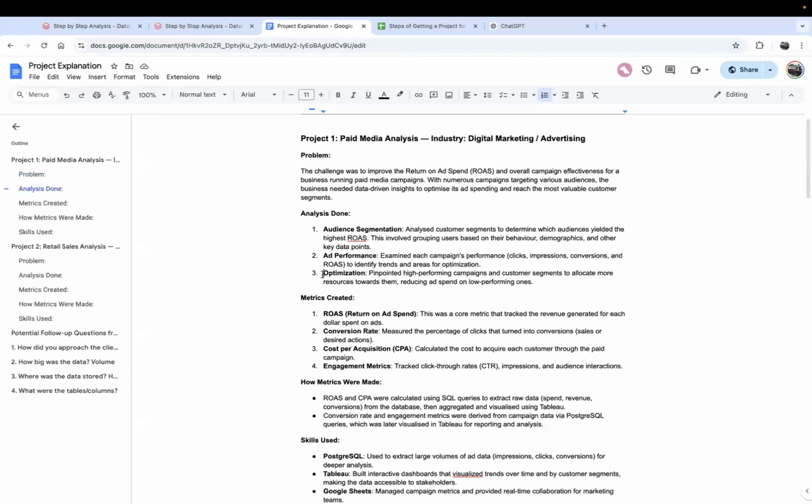Now the third point is optimization. They pinpointed high performing campaigns and customer segments to allocate more resources towards them, reducing ad spend on low performing ones. They just wanted to understand, like, suppose you have taken a data analytics course from a brand, say Scaler. They have other courses as well, like data engineering, data analytics, data science, developer, and different courses.